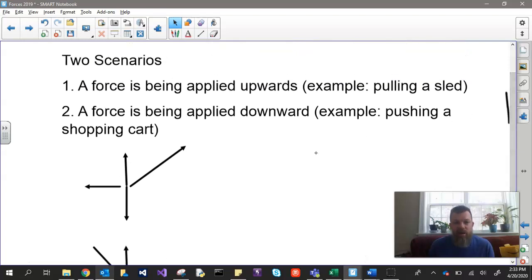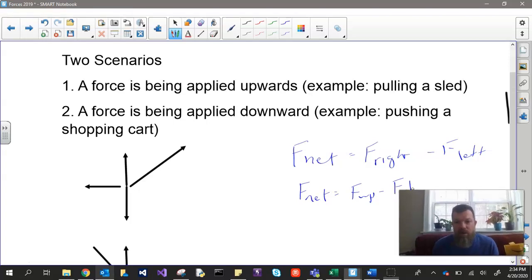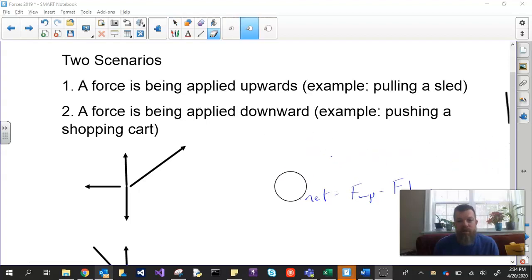Well, we're still working on that fundamental principle of Fnet equals forces to the right minus forces to the left, or Fnet equals forces up minus forces down. So with those concepts in mind, we still need to figure out a free body diagram.